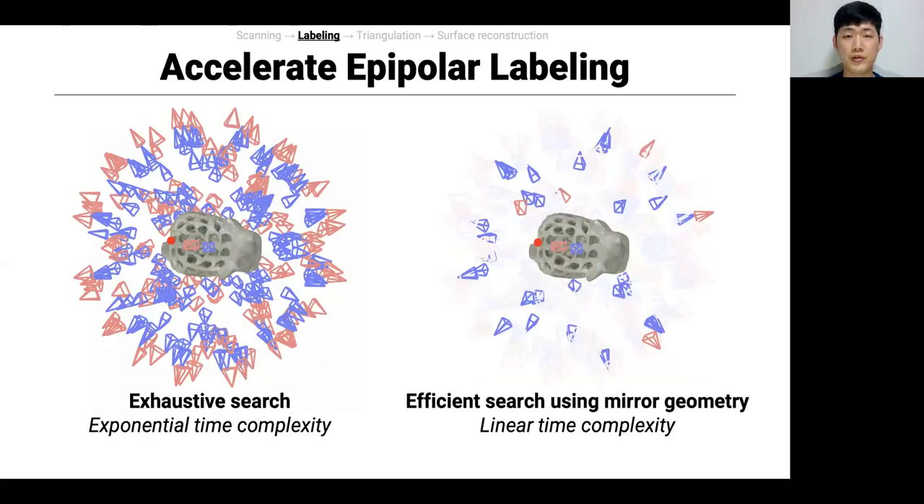However, exhaustive search of all the possible sets of virtual projectors and cameras is computationally demanding. It has exponential time complexity with respect to the maximum number of reflections. We introduce a computationally efficient approach. We reduce the search space by using the geometry of the mirrors, which has linear time complexity. Please refer to our paper for more detail.